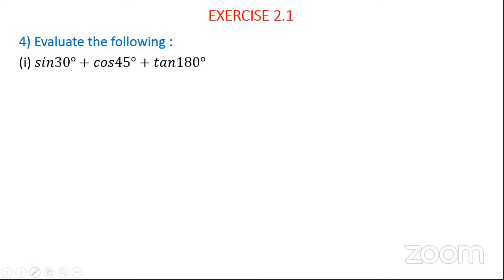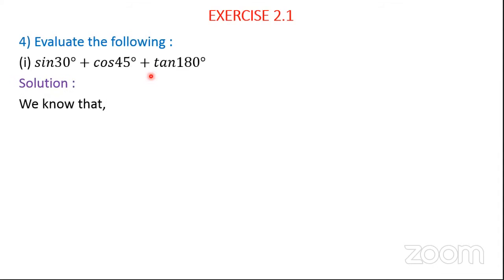See, already in the previous lectures, we have seen signs of trigonometric functions in different quadrants and few examples from first exercise. So let us continue with some more examples. Evaluate the following. First example, sine 30 degree plus cos 45 degree plus tan 180 degree.